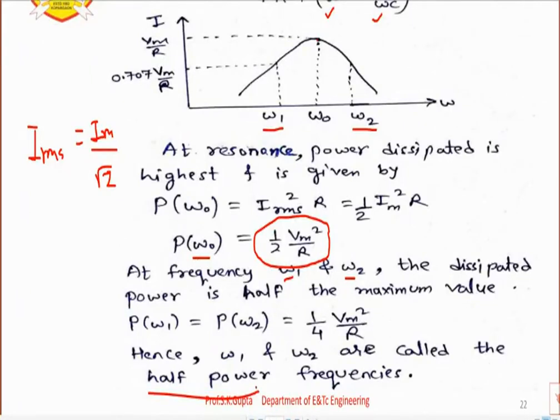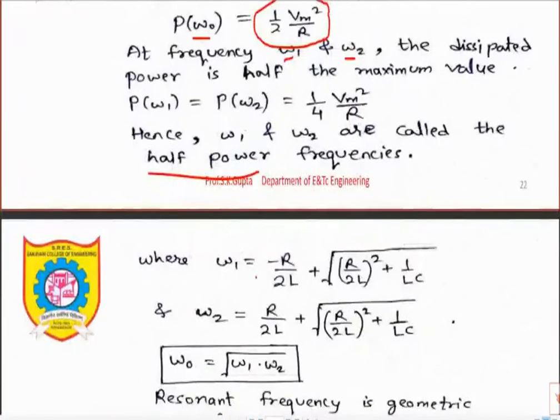The values of omega 1 and omega 2 can be determined by some derivation, and it comes out as omega 1 equals minus R by 2L plus under root (R by 2L) whole square plus 1 by LC, and omega 2 is R by 2L plus under root (R by 2L) whole square plus 1 by LC. We will not go into the derivation. We have to remember the formula for omega 1 and omega 2 only. Again, the second term is the same in both omega 1 and omega 2. Here it is minus R by 2L and here it is R by 2L.